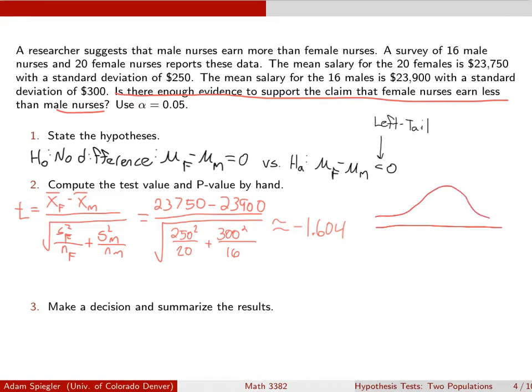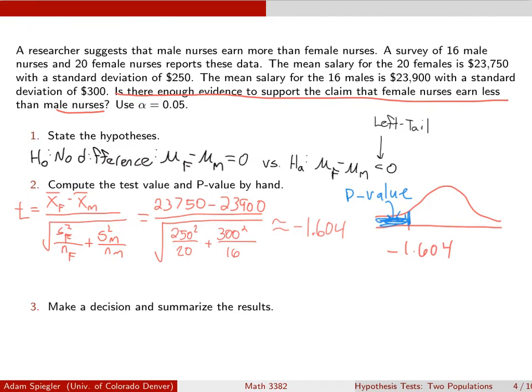So what that tells me is our observed difference is a total of 1.604 standard errors below what we should expect the difference to be, which is 0. And so the p-value is going to be how likely are we to get a sample or samples with means that are even bigger than the observed. So we want to find the area to the left because we had a left tail test.